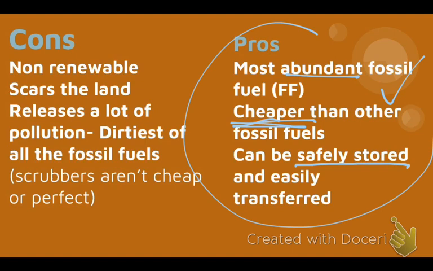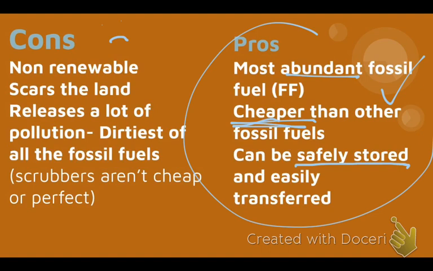Now, the cons, these are the downsides, the negatives. Coal is non-renewable. That means once we use it up, it's gone. So almost half of the energy in the world comes from coal. And once we use all that, we have no more. So that means we would need a new energy source to cover half of the energy used by the world today. That's a really big demand.